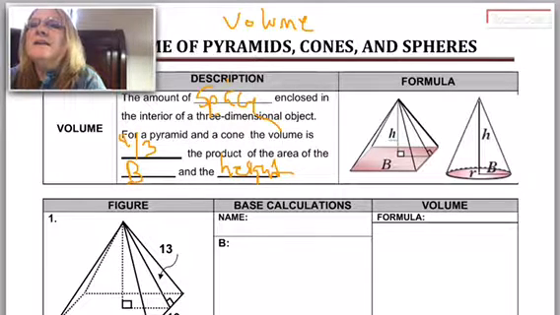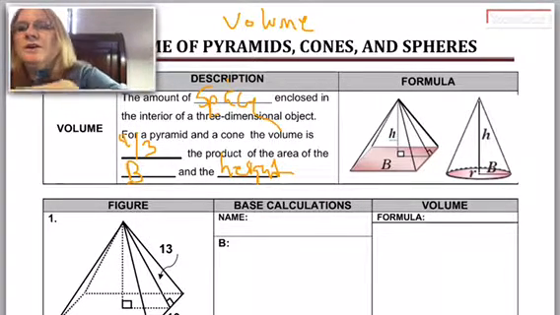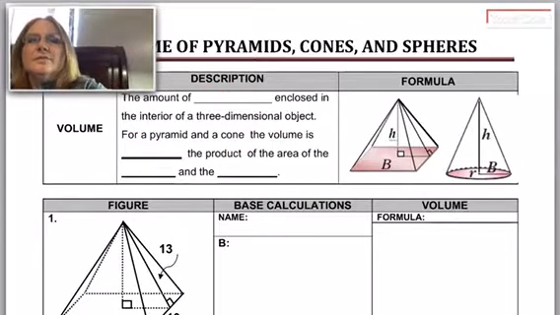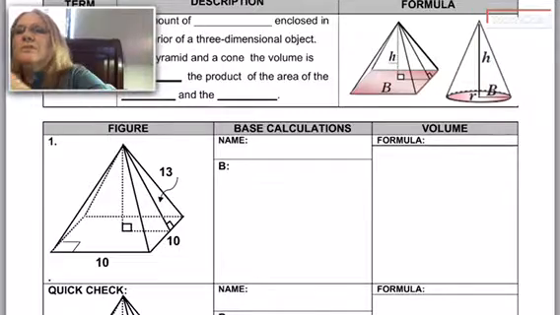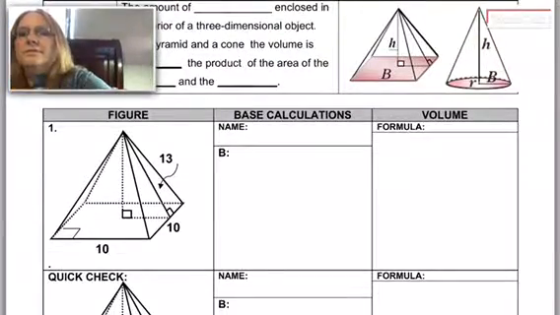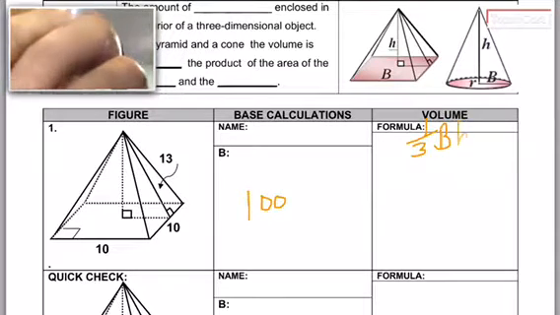So the amount of space enclosed in the interior of a three-dimensional object for a pyramid or a cone, the volume is 1/3 the product of the area of the base times the height. So we're going to start with an easy one. We have a square pyramid. So the base of a pyramid, 10 times 10 is 100. And then this is 1/3 the area of the base times the height.